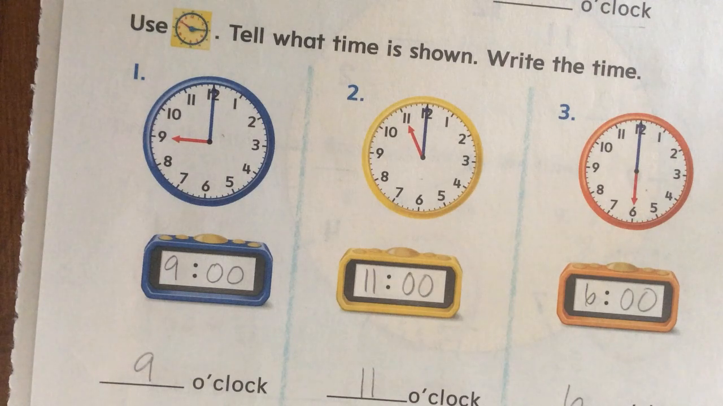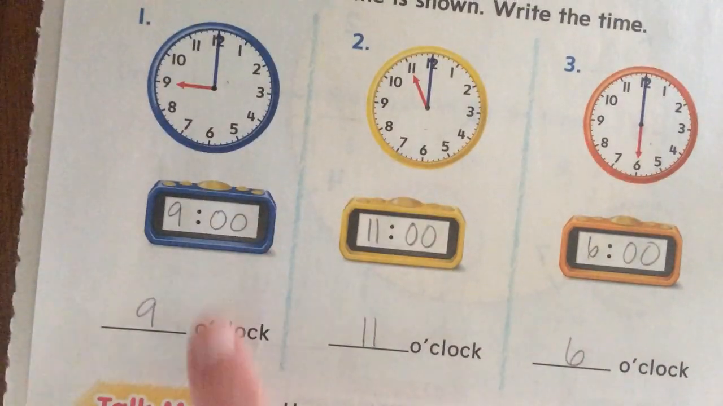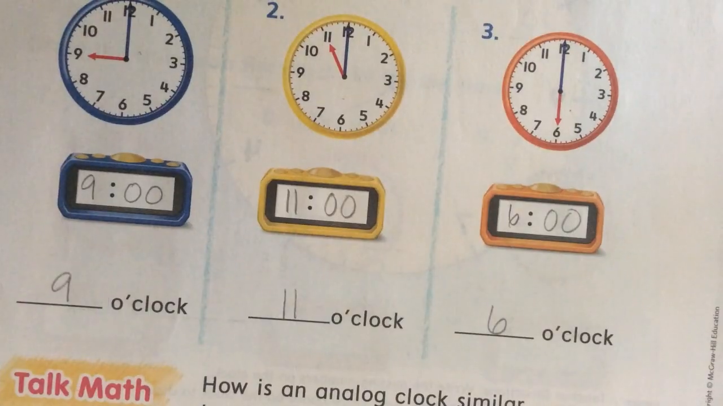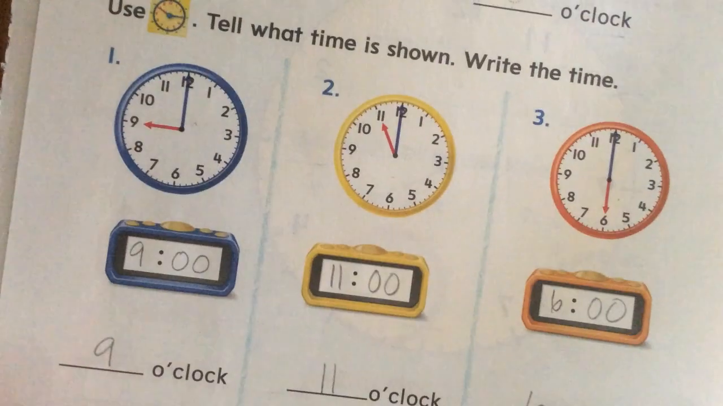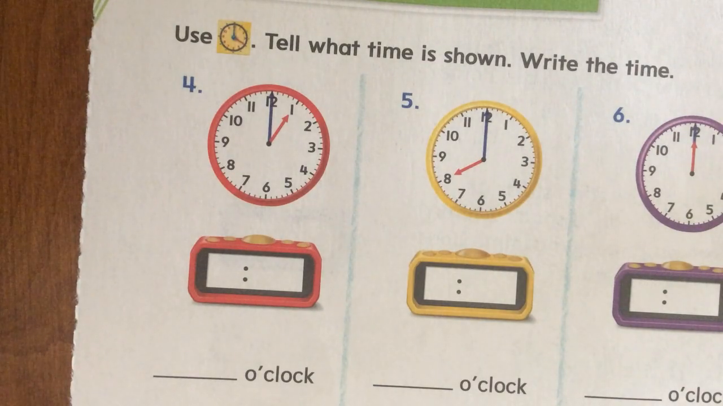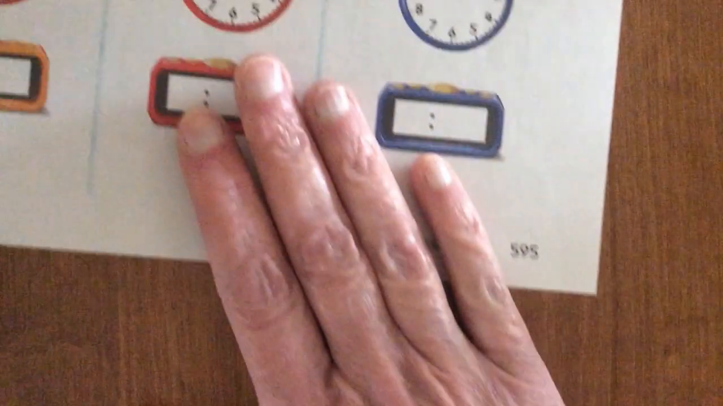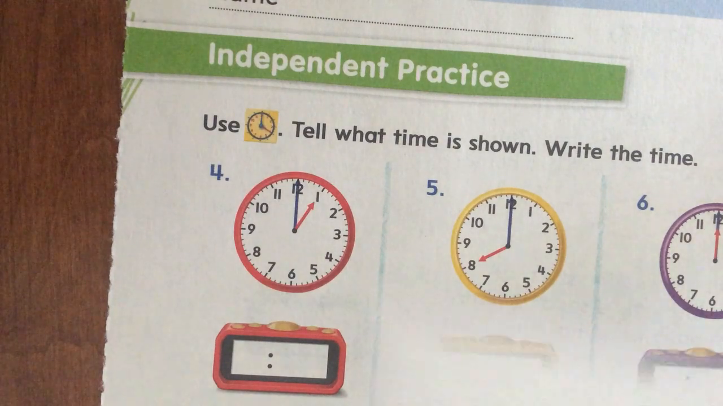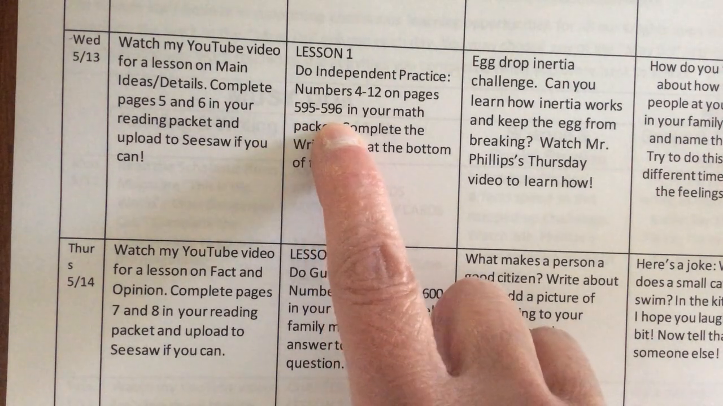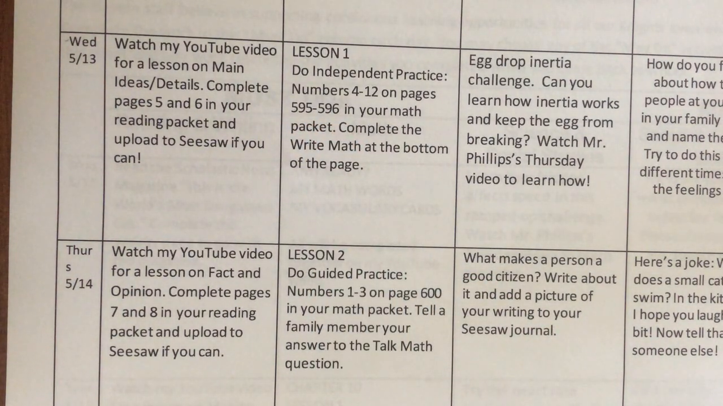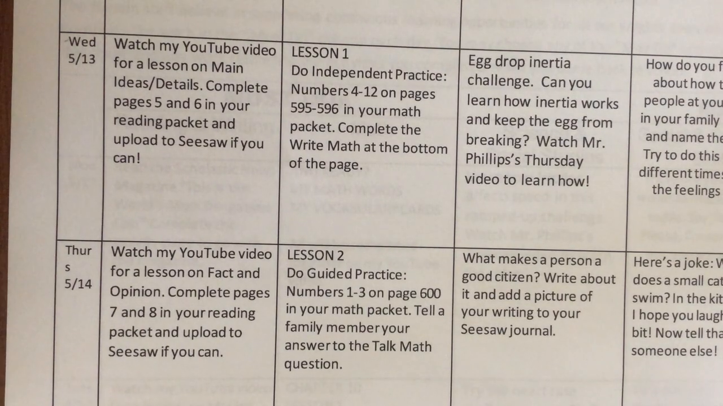So number 1, you should have had 9 o'clock on the digital clock and 9 o'clock down here. You needed to fill in both places. Hopefully you did. And 11 o'clock and 6 o'clock. All right, so those were your answers to your math. Today, your matrix tells you that you need to complete page 595 and 596, numbers 4 through 12. Okay, so right here, 4 through 12 on page 595 and 596 in your math packet. And don't forget to do the right math at the bottom of the page.